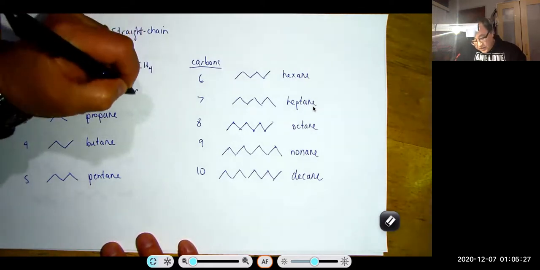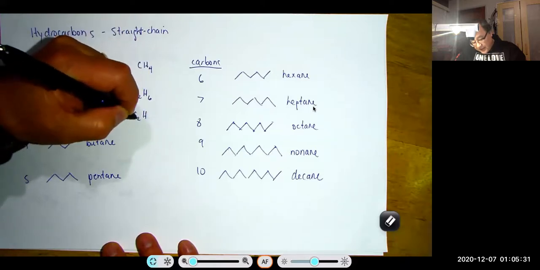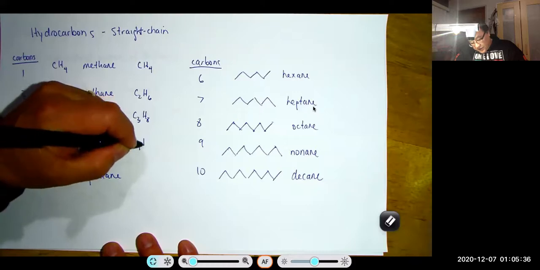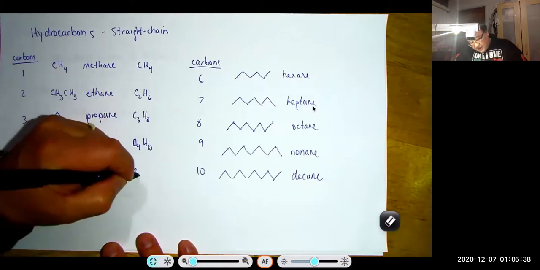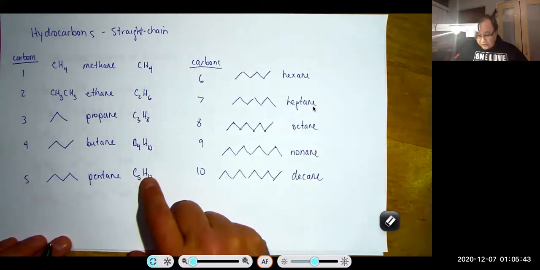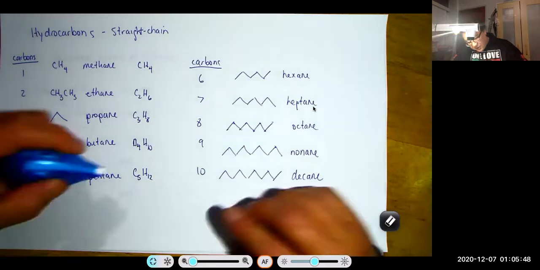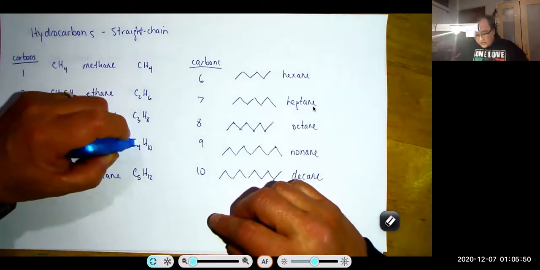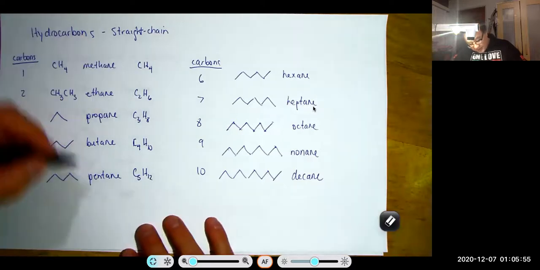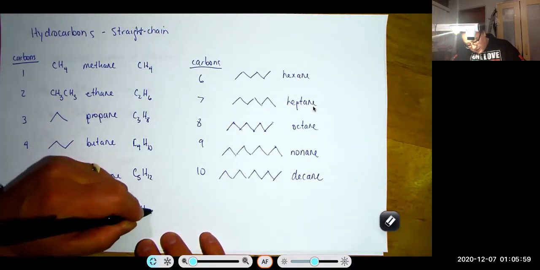CH4, C2H6, C3H8, C4H10, C5H12. You'll notice that the number of hydrogens increases by 2, whereas the number of carbons only increased by 1. So here, I'll let you figure out what the formulas are for these, but you can see that in general, the formula is CnH2n+2.